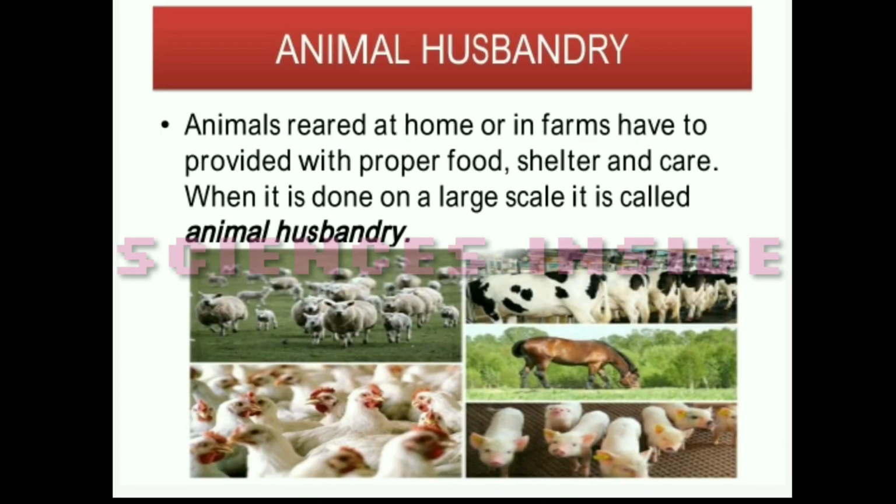So let's study about animal husbandry. Animals reared at home or in farms have to be provided with proper food, shelter, and care. When it is done on a large scale, it is called animal husbandry.